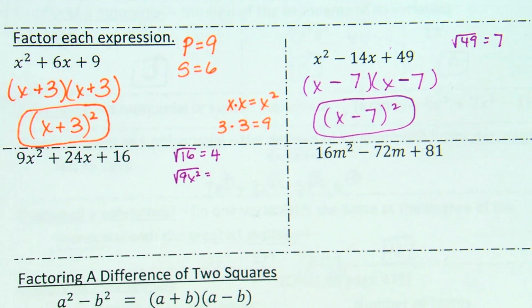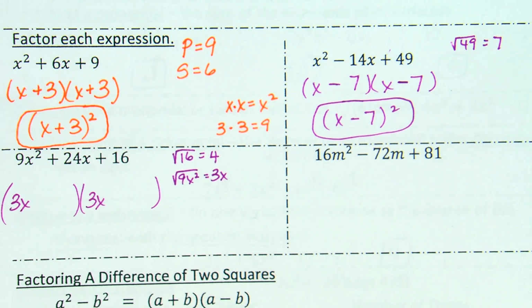So 9x squared breaks into 3x and 3x. 16 breaks into 4 and 4. If it multiplies to be positive and adds to be positive, my signs are positives.